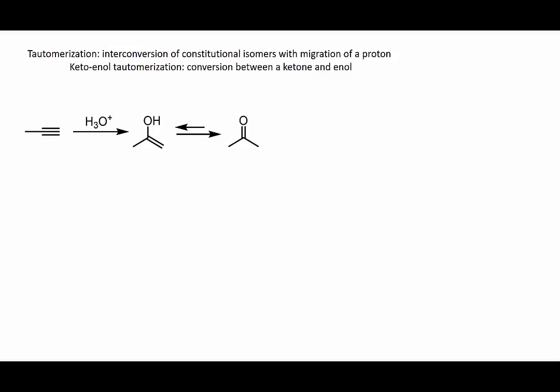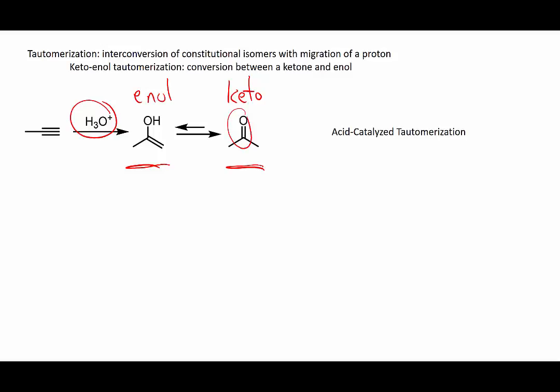So let's take the first example here, where we have this enol from an acid-catalyzed hydration, and we generate this ketone. So we have our enol and our ketone, so this is keto-enol tautomerization. In this case, because we've got acid in our first step, this will be an acid-catalyzed tautomerization. Why does this occur? A carbonyl group has a stronger bond strength than this alkene. How does this acid-catalyzed tautomerization occur?